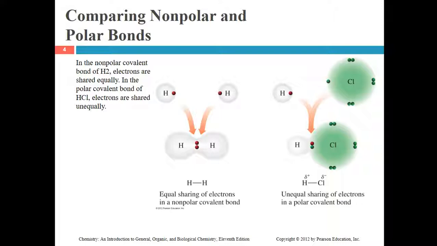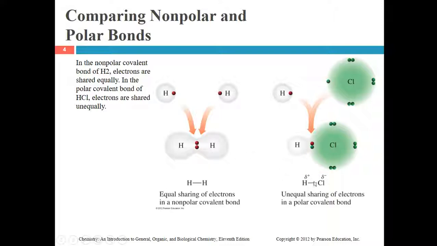Well, equal or unequal sharing of these electrons within the bond has specific names. If it's unequal sharing, they're going to call it polar, because it's going to act charged. If it is equal sharing, then it is going to be called nonpolar. So let's go ahead and look at this chemically. In the nonpolar covalent bond of H2, electrons are shared equally. In the polar covalent bond of HCl, the electrons are shared unequally. And so they designate this here.